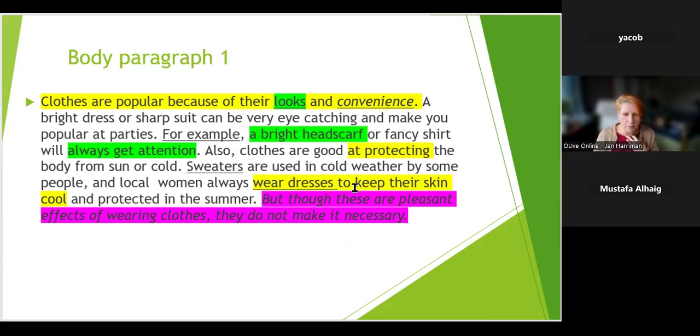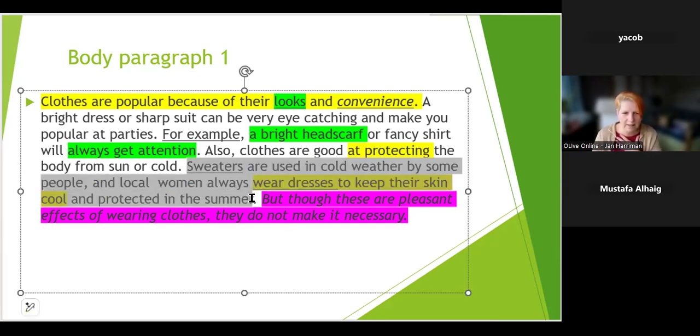Sweaters are used in cold weather by some people, and local women always wear dresses to keep their skin cool and protected in summer. So this is probably our strongest sentence in here, because we've got "by some people" is a phrase that is describing who's using them. And we've got "so" that makes it a complex sentence. And this is a compound sentence because we've got the conjunction "and" in there as well.